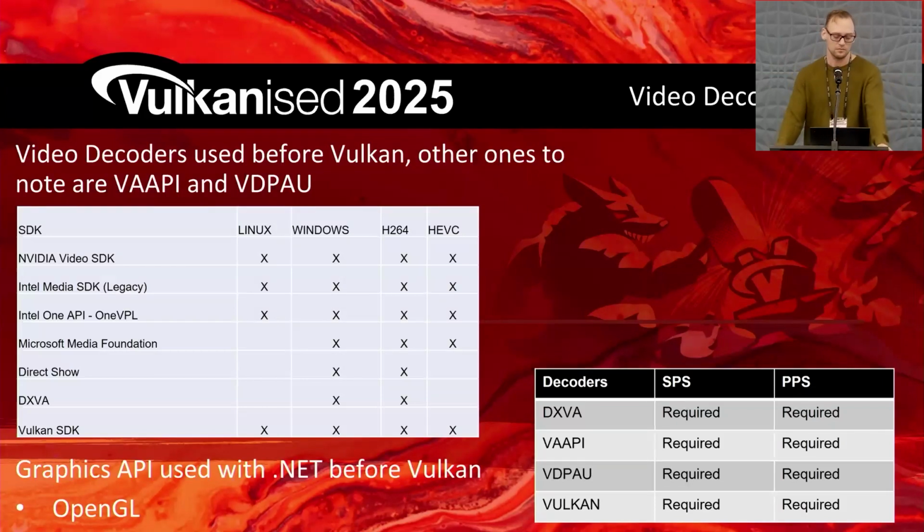Previously, we had different options we used for video decoding. We used a wide variety of different video SDKs, depending on what hardware we're on, what OS we're on. And they all had different requirements, some being high-level APIs, some being low-level APIs. So for video decoding, we typically used NVIDIA, Intel Media SDK, even used one API from the newer Intel stuff. And then some of the more legacy ones like Microsoft MFT, DirectShow, DXVA.